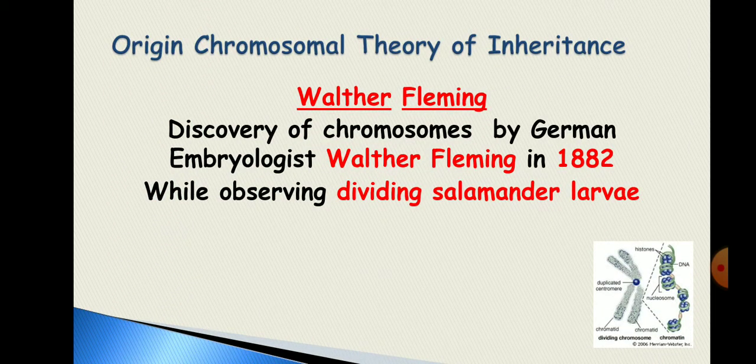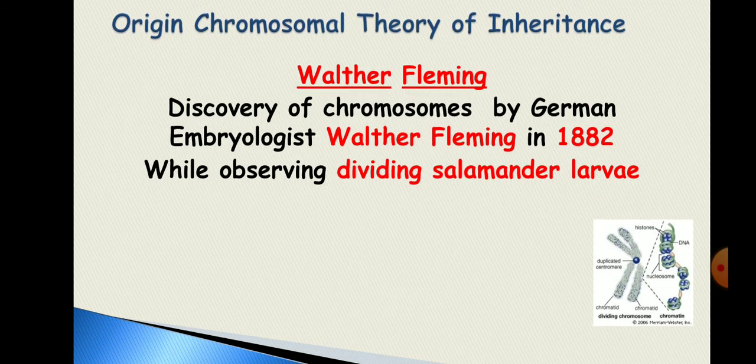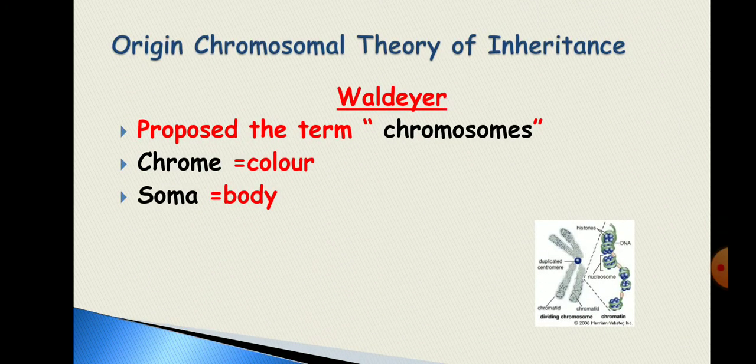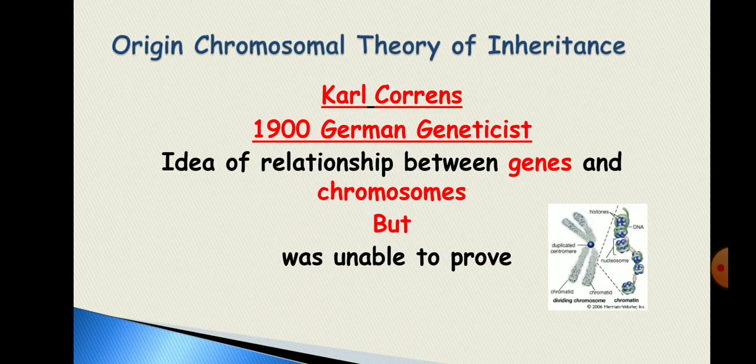Now first is the contribution of Walter Fleming. In fact, the chromosomes were discovered by the German embryologist Walther Flemming in 1882 while observing dividing salamander larvae. Waldeyer proposed the term chromosomes, where chrom means color and soma means body. Karl Correns, in 1900, the German geneticist, showed the idea of a relationship between genes and chromosomes, but was unable to prove it.